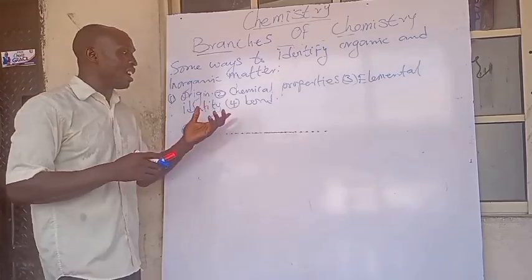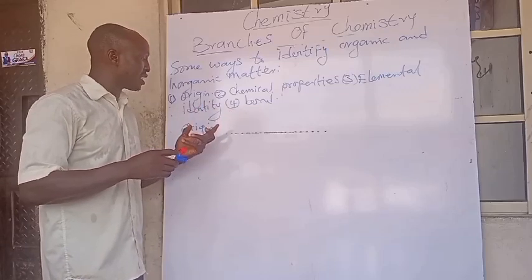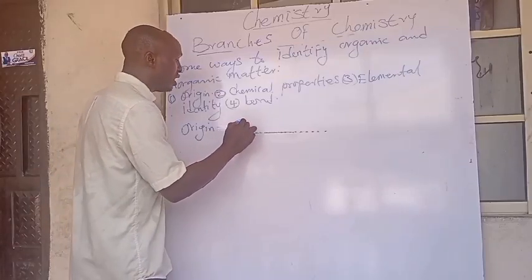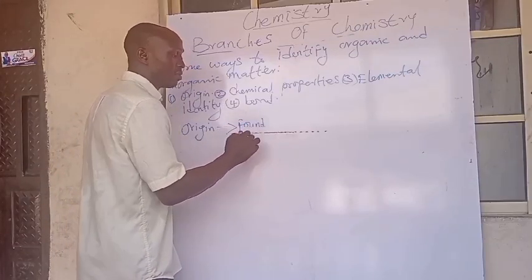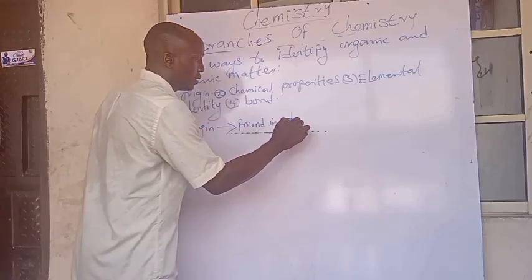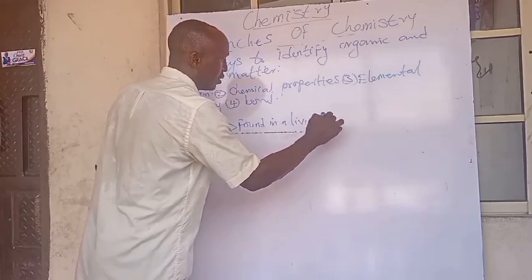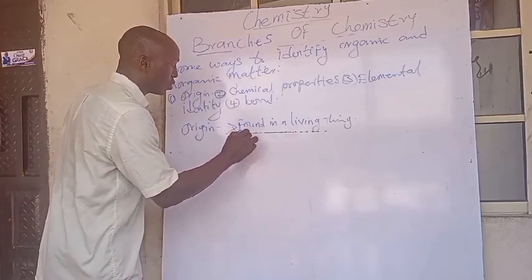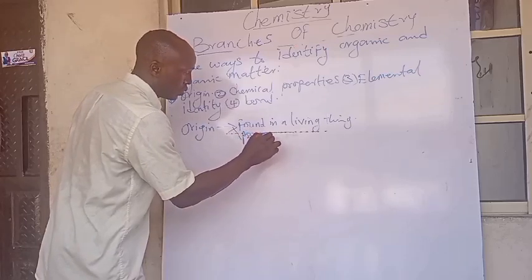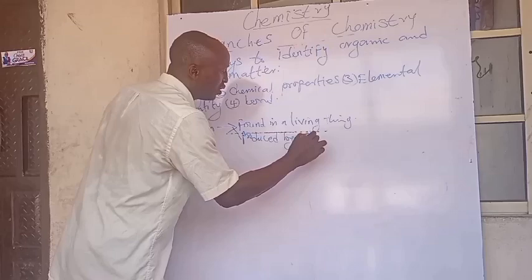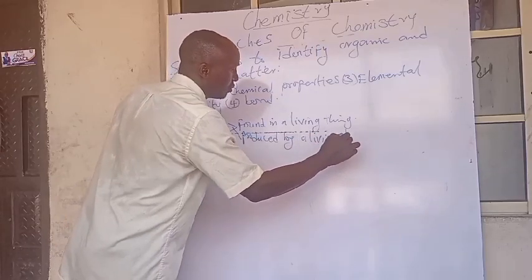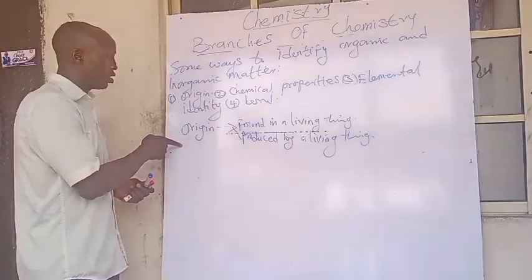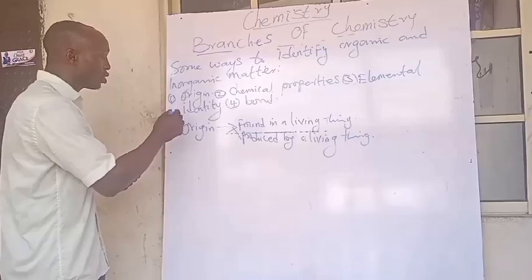To know if a compound or a substance is organic, the origin, first of all, must be either that it is found in a living thing, or it is produced by a living thing. That's for origin.